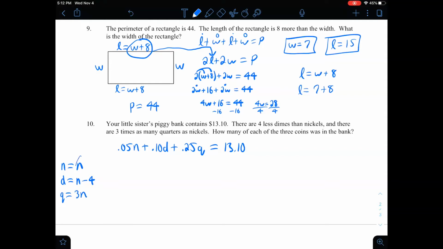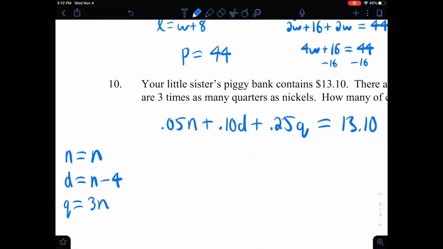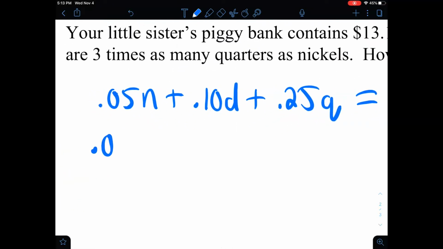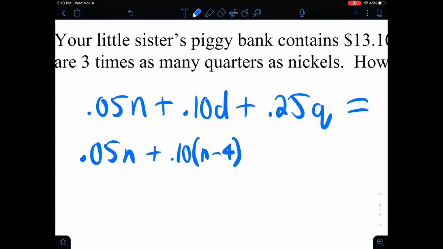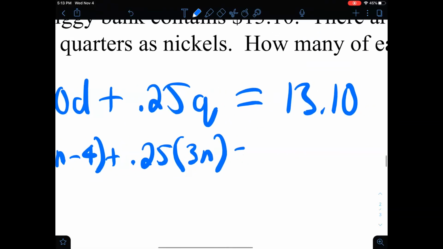All right? So now, kind of like we were doing before, we have all one variable. We have all this money being compared to nickels. We have dimes in terms of nickels and quarters in terms of nickels. So we're going to plug those into that formula now. We got 0.05n plus 0.10 times dimes, which is n minus 4, plus 0.25 times quarters, which was 3n, and that equals 1310.